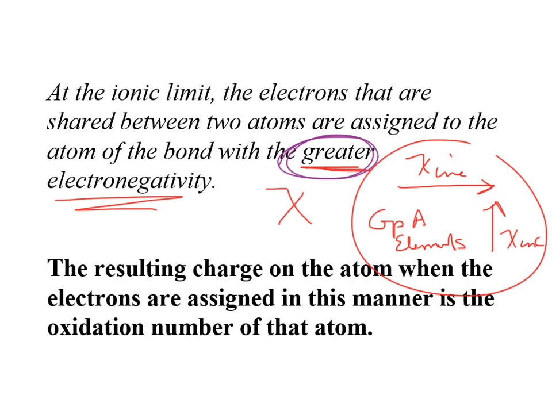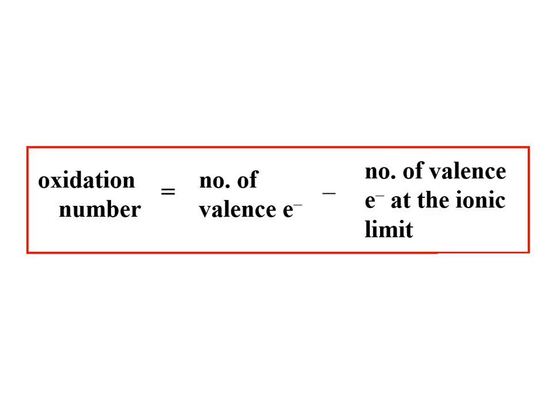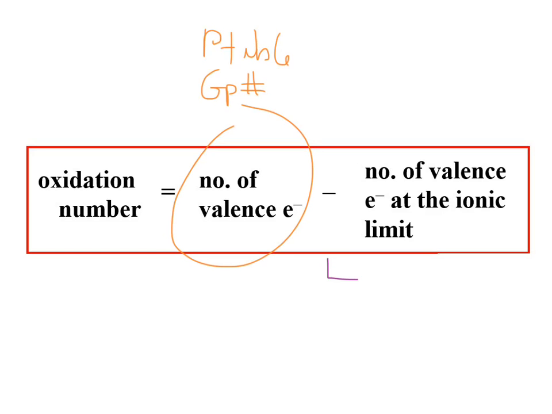So then all I have is an example, almost. The assigned oxidation number for an atom is a little fraction problem. Do you remember how to get the valence electrons for an element? You look at the group number, from the periodic table. And from that, you have to look at the structure and subtract the number of electrons at the ionic limit.